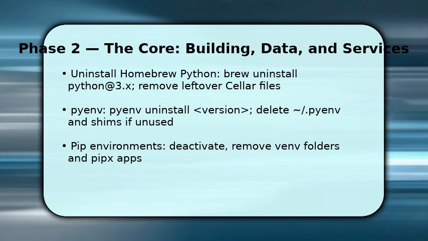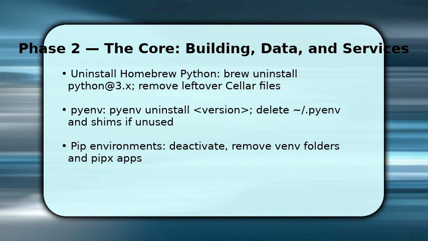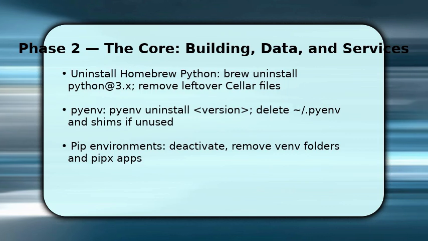For Homebrew, run brew uninstall python@3.x and check /usr/local/Cellar or /opt/homebrew/Cellar for remnants, delete them if present. For pyenv, run pyenv uninstall <version> and remove ~/.pyenv, along with shim entries in your shell config.